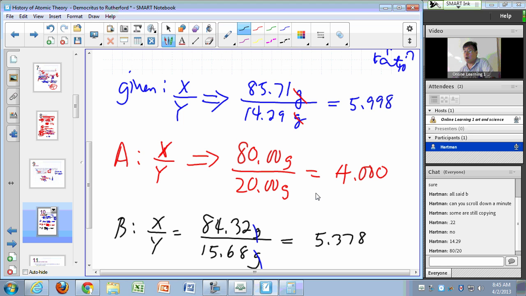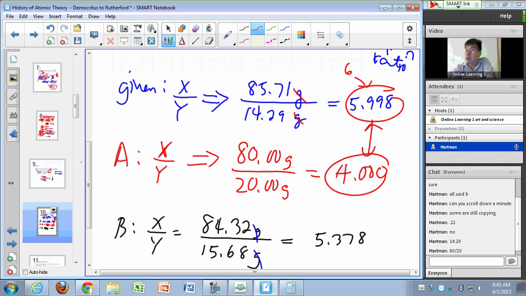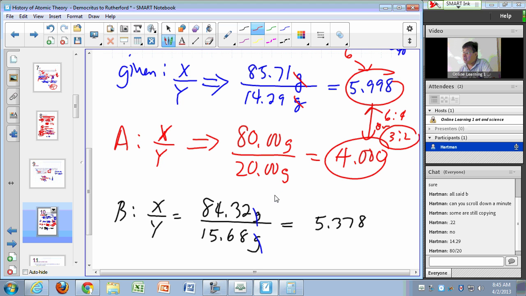Okay, let's just eyeball this. Can you reduce this ratio into a whole number ratio? A ratio of two small whole numbers. This is almost a 6, right? So that's a 6:4, or 3:2. So it's possible that A is another compound of X and Y. Okay? But what about 5.998 and 5.378? You cannot reduce that to a ratio of two small whole numbers.